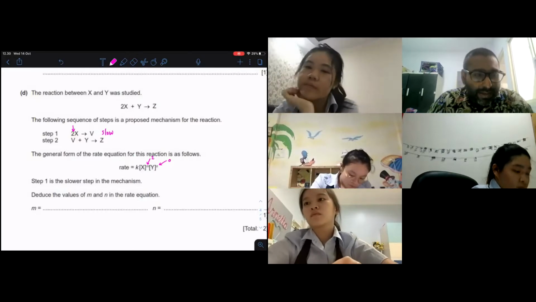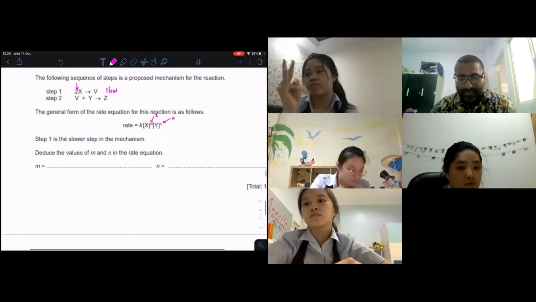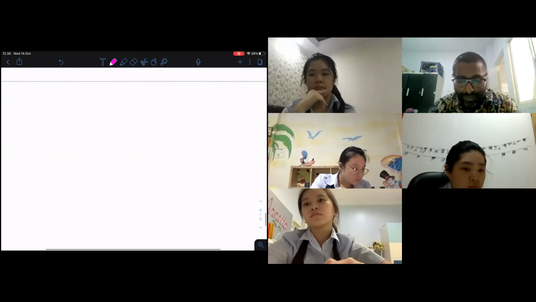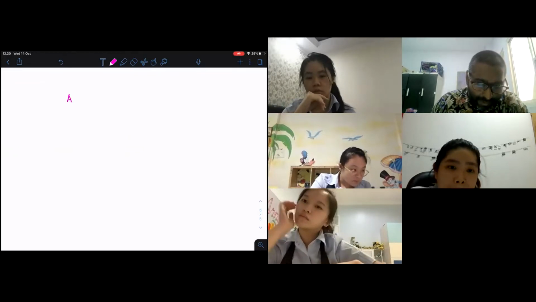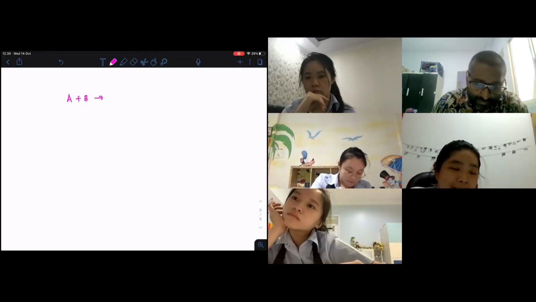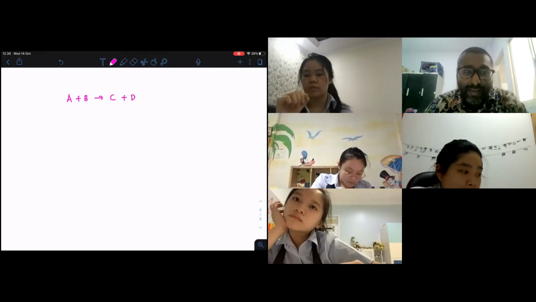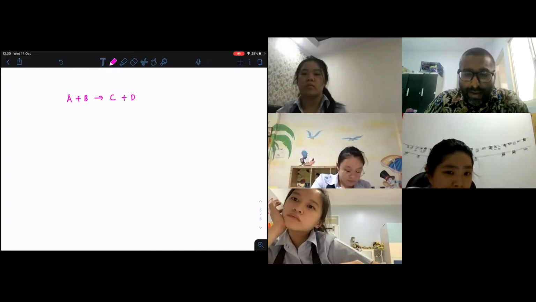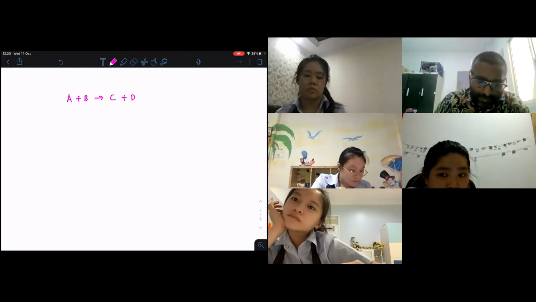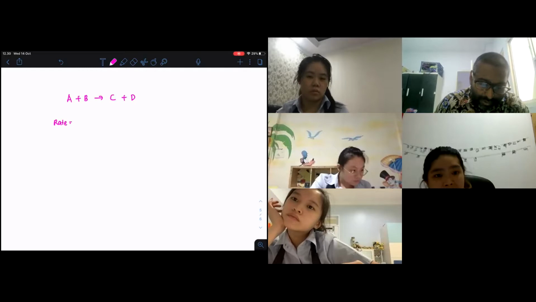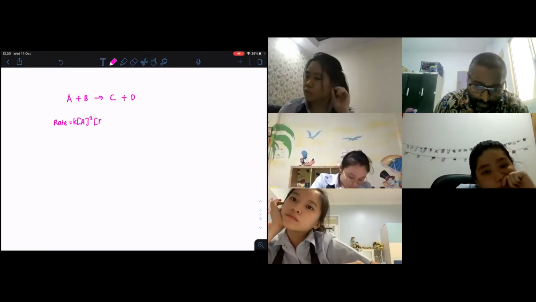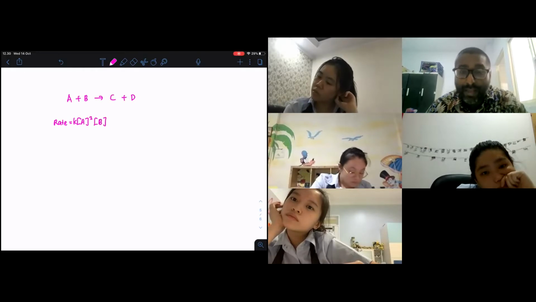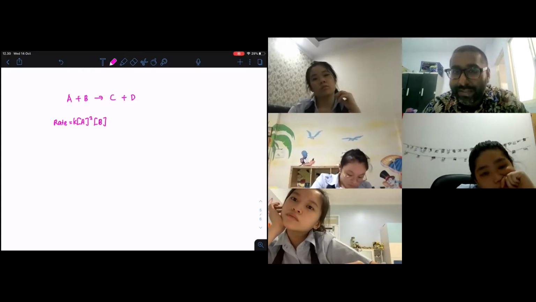In a simple form, I was explaining that before I came over here. I'll put it in this way. For example, if I have A plus B to give you C plus D, this is the equation. And then let's say the rate is going to be k, A to the power of 2, B to the power of 1, for example. You got it from your experimental data.